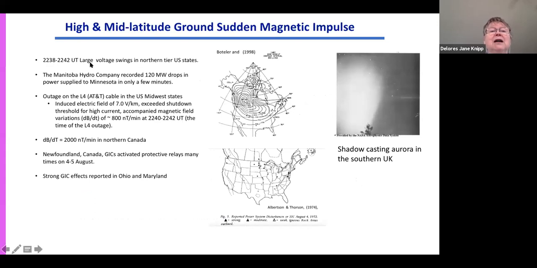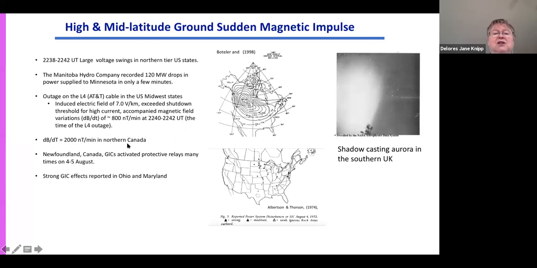Just at about that same time, there were huge voltage swings in the northern tier of the United States. The biggest rate of change of magnetic field at the surface of the Earth was at Minook, in north central Canada, probably a place where you don't have a lot of high voltage lines. But those magnetic perturbations were on the order of 2,000 nanotesla per minute. Even as far south as the central US, we were seeing 800 nanoteslas per minute. That was large enough to induce an electric field of 7 volts per kilometer, which exceeded the threshold for the cable that AT&T operated that carried long distance information across the central United States.